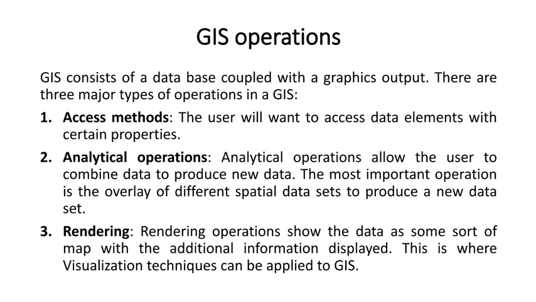Then rendering operations show the data as some sort of map with additional information displayed. So here finally I am rendering this data and I'm making a 3D model, as I want to construct a new block in our college. So something new I am adding to that map, and I am developing a 3D map. So this is the part called rendering. So these are the three major operations in GIS. So access methods are there, analytical operation, and rendering is there.